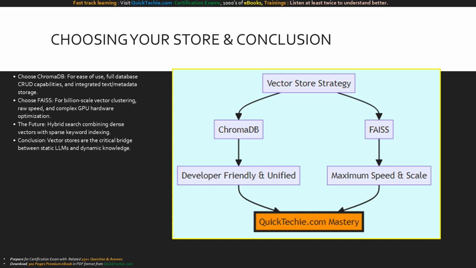Our final diagram brings it all together. Your vector store strategy splits into two main paths based on your needs. The ChromaDB path offers a developer-friendly and unified experience. The FAISS path delivers maximum speed and scale. Regardless of which path you choose for your architecture, both ultimately lead to mastering the technology.